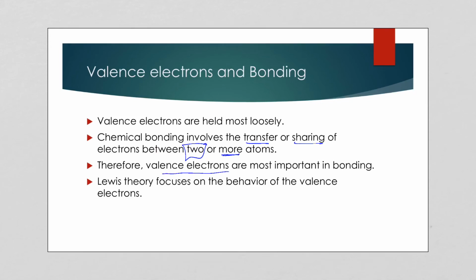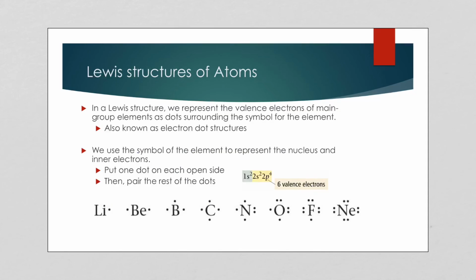So we will focus on valence electrons. Lewis theory focuses on why these valence electrons are important and what they're doing. Now, if we talk about Lewis theory in general, we start off by looking at the elements and how we would represent the elements in what's called a Lewis structure. In Lewis theory, we represent the valence electrons as dots.